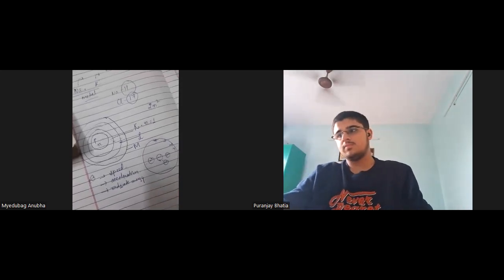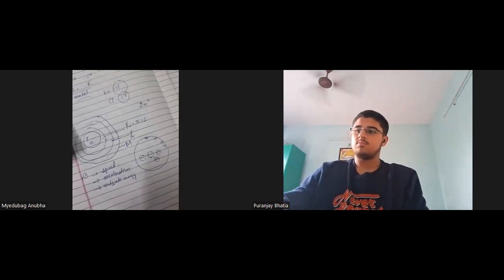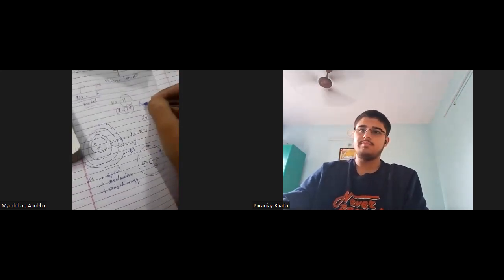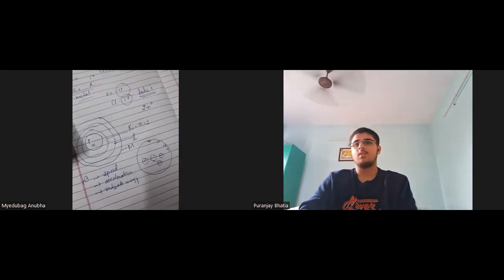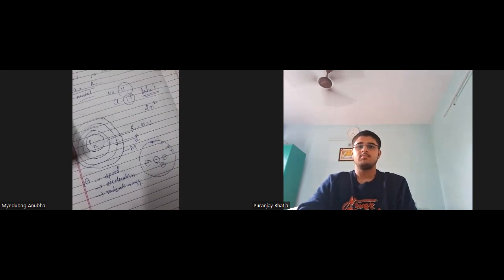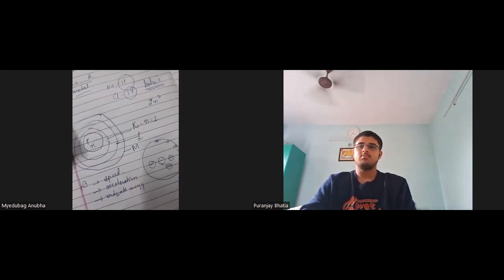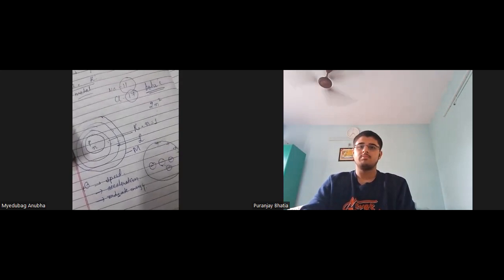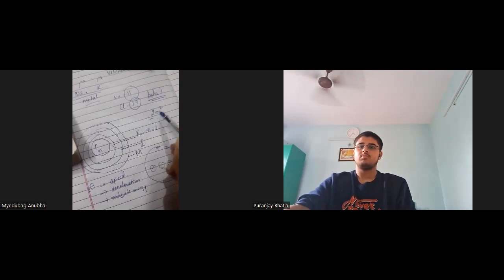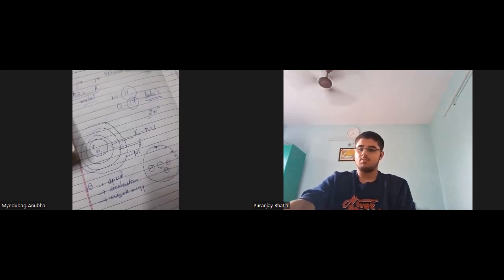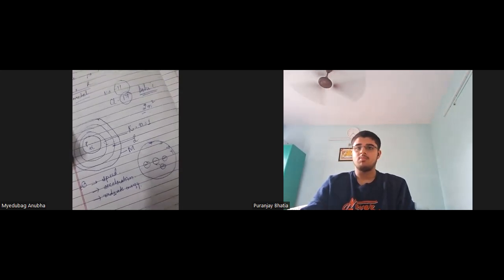Then your question comes: who gave the formula 2n square? There was a scientist, Bohr. Bohr said that there are certain discrete orbits in which the electrons revolve. He was also the scientist who gave the concept of the shells and the formula 2n square. Why he gave 2 and why he gave n square, I will explain later, because I want to complete this topic. I'll explain it in the last 5 minutes, okay?